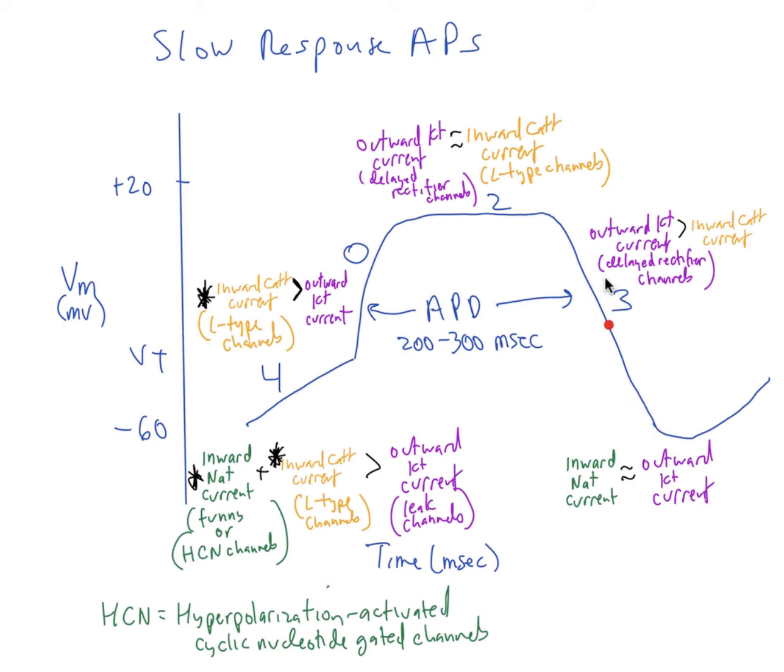And as the membrane potential repolarizes or hyperpolarizes, that activates these funny channels, or HCN channels again, to start the process all over again. And that is the difference between the slow and fast response action potentials, mainly the phase 4 and the phase 0. Notice that the action potential duration is also prolonged due to this plateau phase, and that also explains why the refractory period in these cells is prolonged compared to neurons and skeletal muscle.